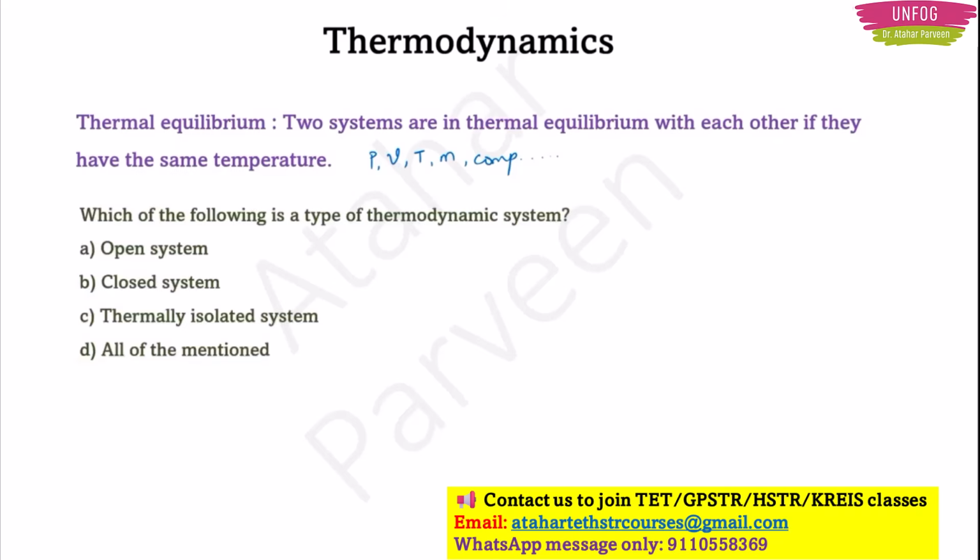What type of questions may come from what we have discussed till now? This type of question may come: which of the following is a type of thermodynamic system? Now we know that open system, closed system, thermally isolated system, all these are thermodynamic systems, right? So all of the mentioned will be the right answer.